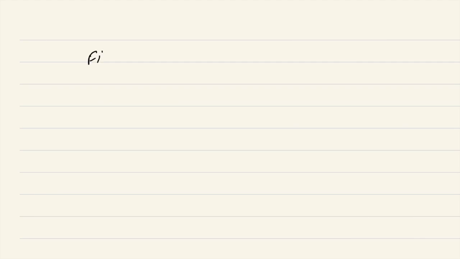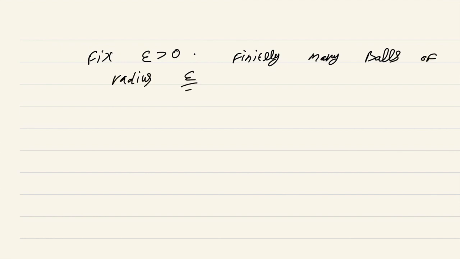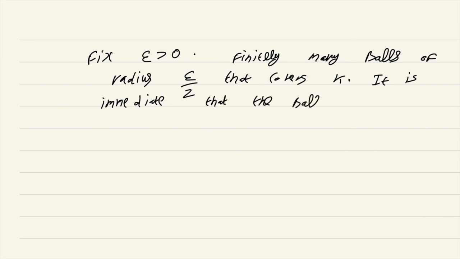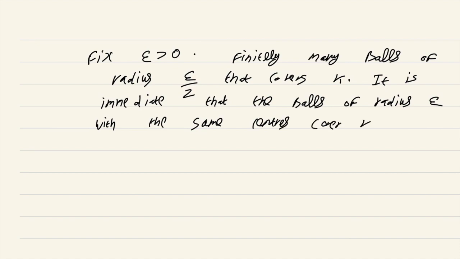So fix epsilon greater than 0. By the total boundedness of K, we can find finitely many balls of radius epsilon by 2 that covers K. This is just the total boundedness. It is immediate that the balls of radius epsilon with the same centers cover K closure.